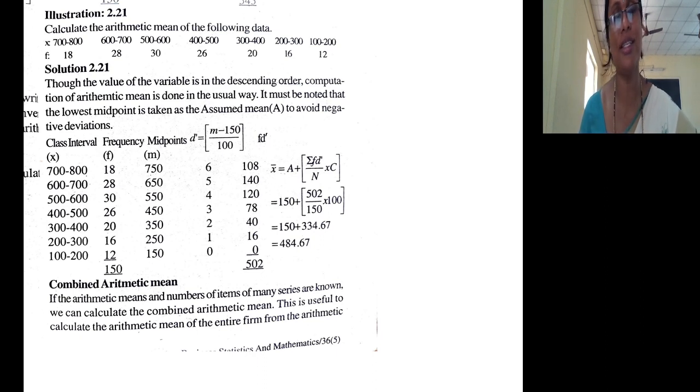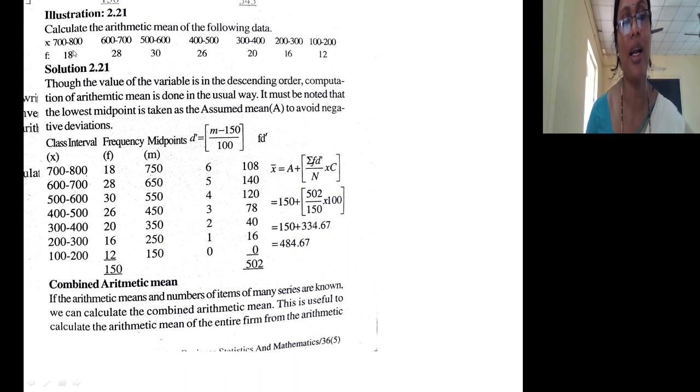It is not a more than series problem. It is not a less than series problem. It is a normal problem where we have all the information. The only thing is that the class intervals are in descending order, highest first and lowest last. So you need not rechange the problem. You just write it as it is, then apply the formula, whichever it may be.